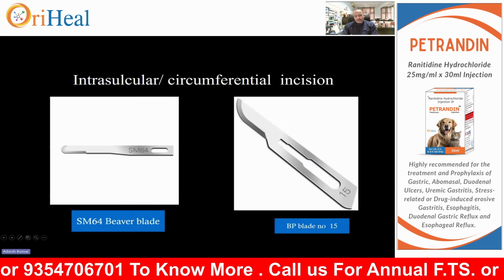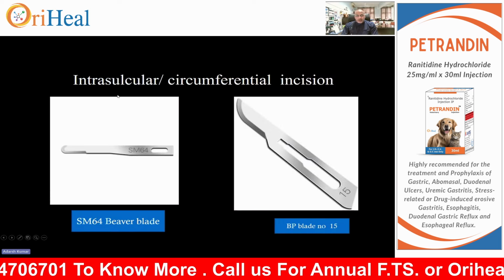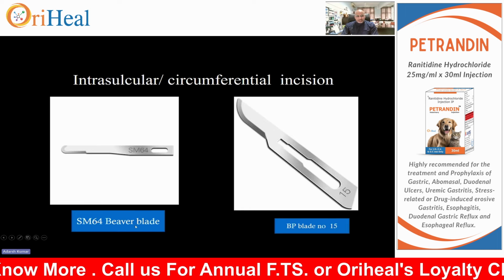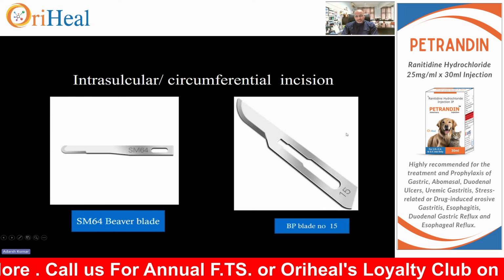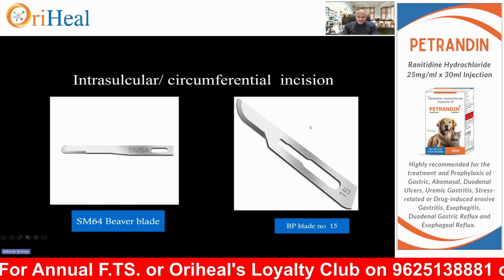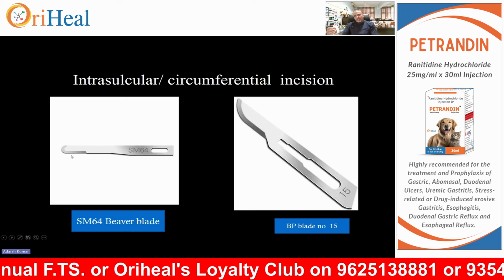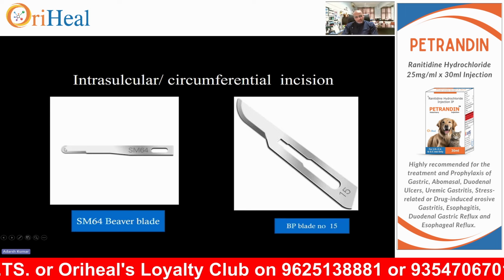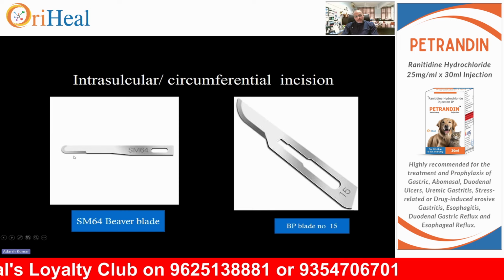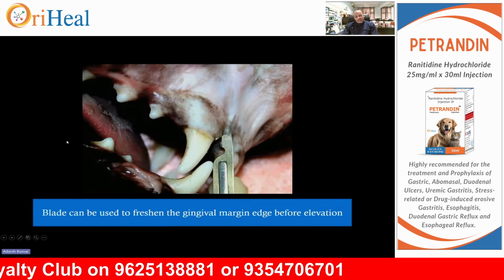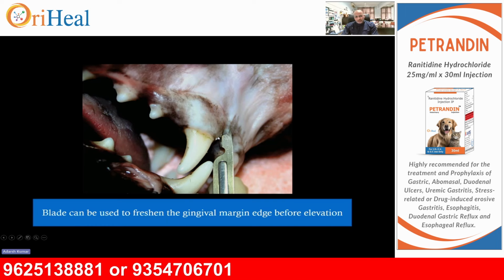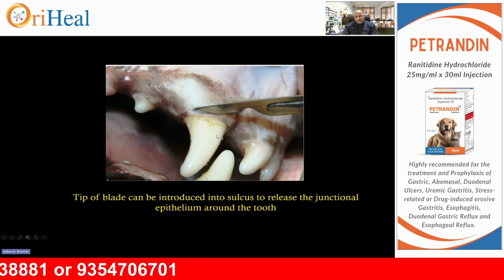Now you require a blade which is very specific, the SM64 Beaver blade. If you don't have this, a number 15 blade is available to you, right? If you don't have the 15, you can use any blade. The only idea is that this blade is very strong, very hard, so it creates a very good flap. The initial incision is very good so that you can raise it properly. So this blade can be used to freshen the gingiva here, and cut the margins here.